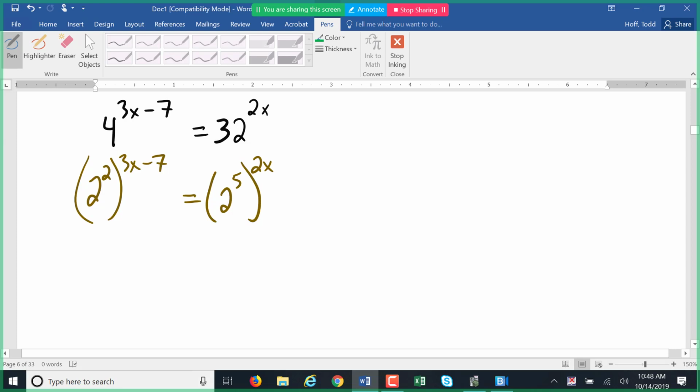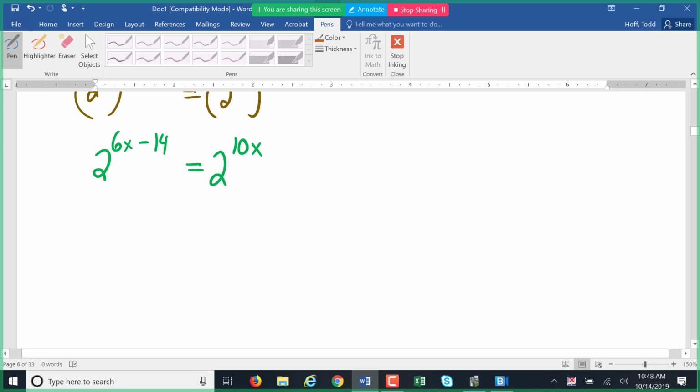Well, now I have to combine the powers. I'm going to multiply the 2 times the 3x minus 7. I have 2 to the power of 6x minus 14. On the other side, I have to combine the powers of 5 and 2x. 5 times 2x is 10x. Now they're equivalent exponentials, both with the base of 2.